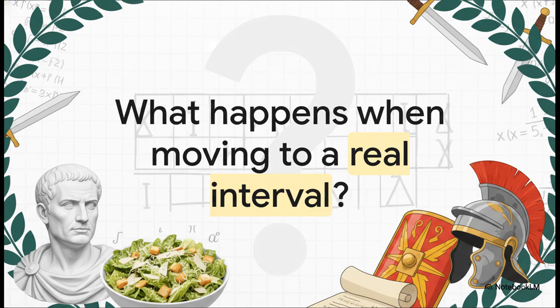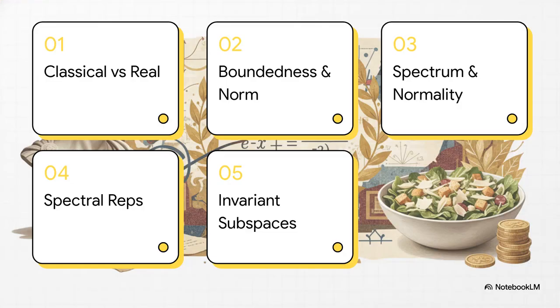super strict new ways. Here's our roadmap for this explainer. First, the classical versus the real operator. Second, boundedness, adjoint, and norm. Third, spectrum and operator normality. Fourth, visualizing the spectral representation. And finally, semigroups and invariant subspaces. This structure is going to keep us on track so we don't get lost in the equations.